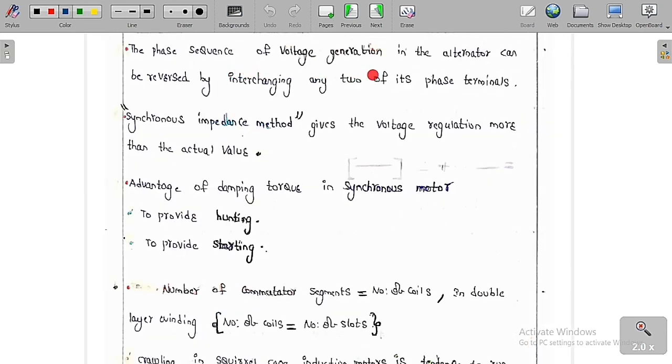The phase sequence of voltage generation in the alternator can be reversed by interchanging any two of its phase terminals. I have already told you, if you interchange any two phase terminals, then the phase sequence of the voltage generation in the alternator is also going to get changed. So if you interchange the supply to any two phase terminals, then we can change the phase sequence of the voltage generation in an alternator.